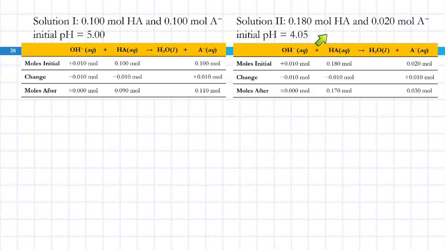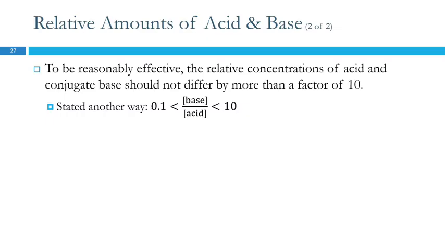So with this one, does it meet that criteria? Yeah, it does. Because if I take this and multiply it by 10, I get more than that. So they differ by less than a factor of 10. So that one had a higher percent error, or percent change, but it was still reasonably effective as a buffer. Any questions about that?